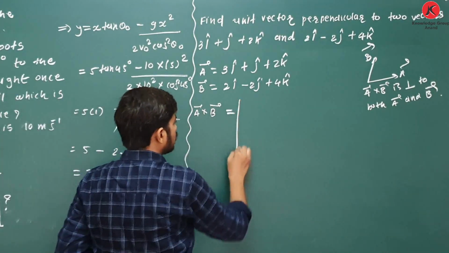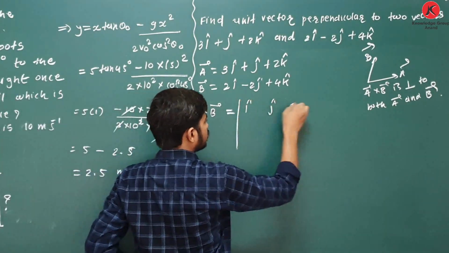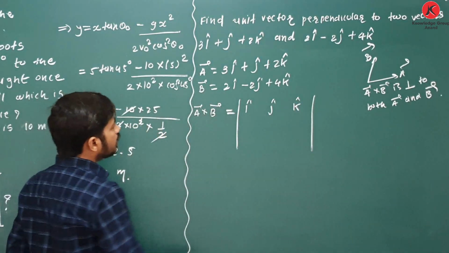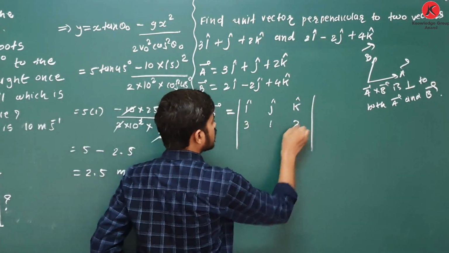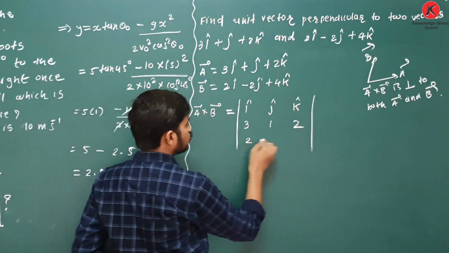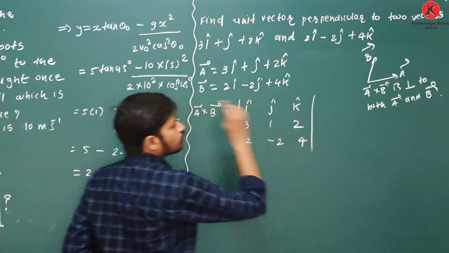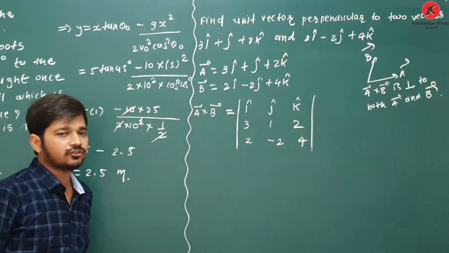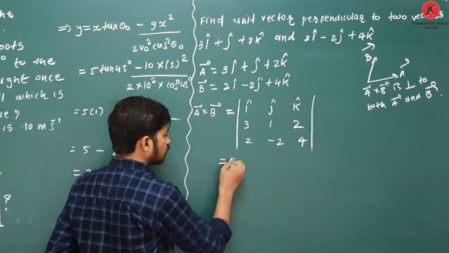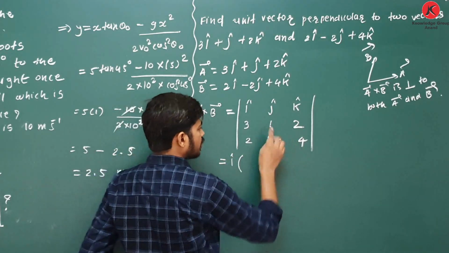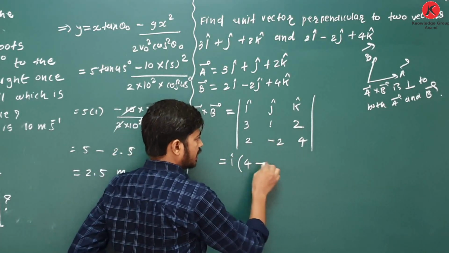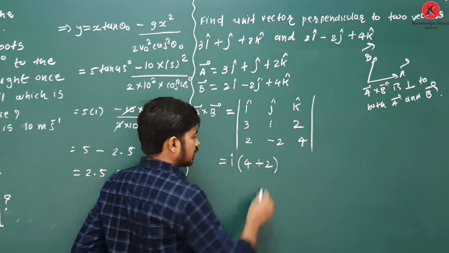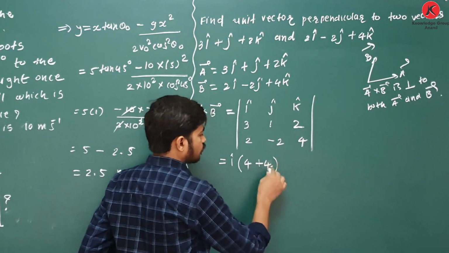So a cross b is equal to the determinant with i caret, j caret, k caret. How to find this? You know very well. It is 3, 1, 2 and 2, minus 2, and 4. First we will find the perpendicular component and then we will find its unit vector. It is i caret times (4 into 1, 4 minus 2 into minus 2, it is plus 4, 2 into 2, it is plus 4).